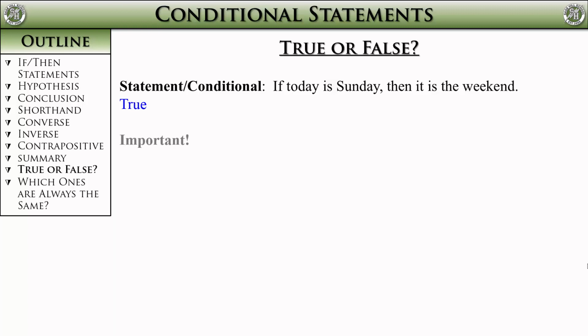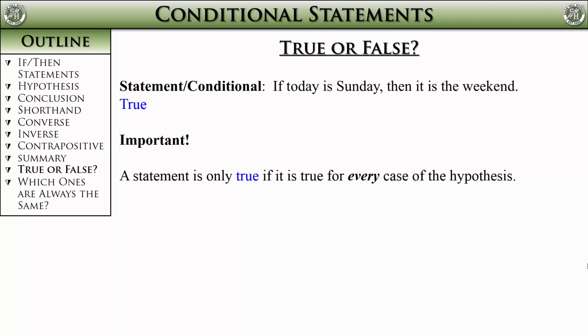It is important to note that a statement is only true if it is true for every case of the hypothesis. There will be many times where the hypothesis has a bunch of different possibilities. In this example, there are 52 or 53 Sundays every single year. For every one of those Sundays, it is the weekend. So this statement works for every single case. That's what makes this conditional true. For every single one of those Sundays, it is the weekend.